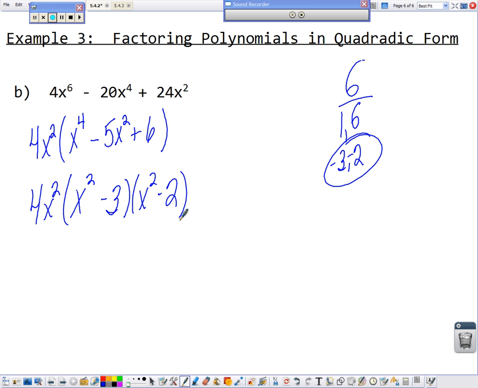Okay? And you look at it and you say, okay, wait a minute. X squared, that's a perfect square, but 3 is not a perfect square. X squared is a perfect square, but 2 is not a perfect square. So this actually ends up as my final answer when I'm completed. Okay? All right. So this concludes video 2.